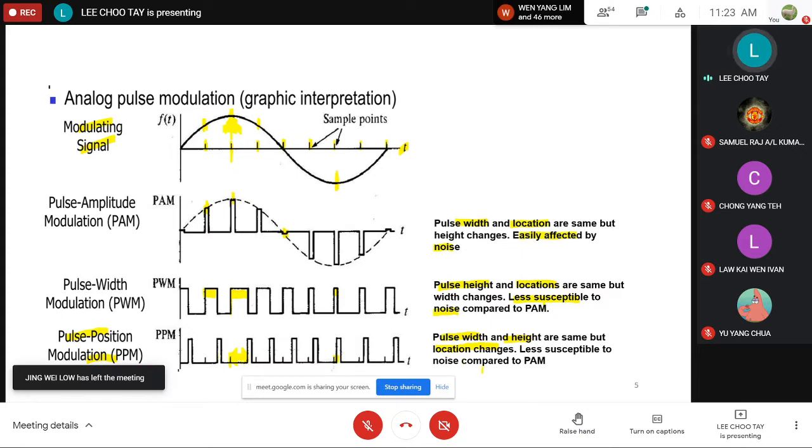So again, because the information on the amplitude of the modulating signal is now represented by the delay time in the pulse, it is again less susceptible to noise as compared to PAM. The message is not represented by the amplitude. The message is represented by the time delay in the pulse being generated.